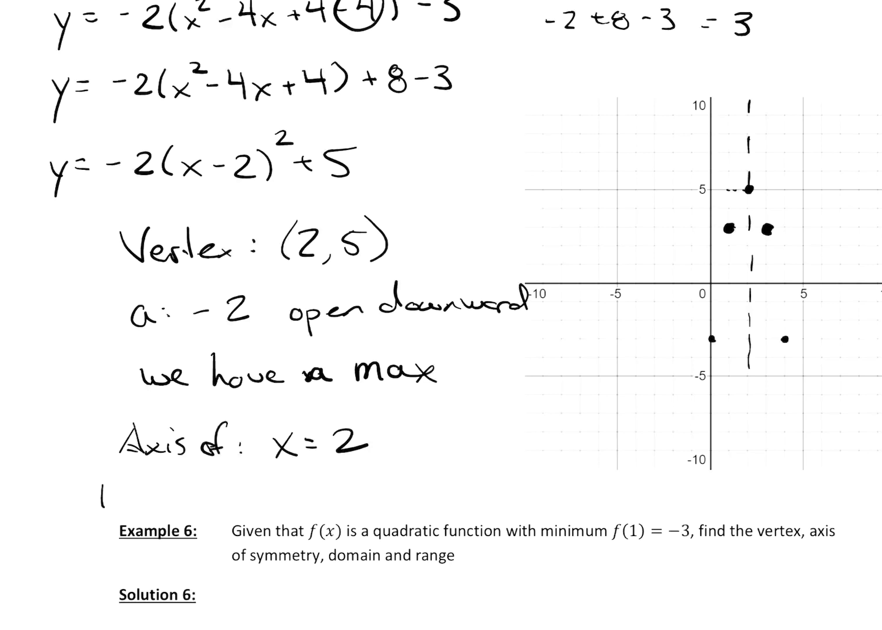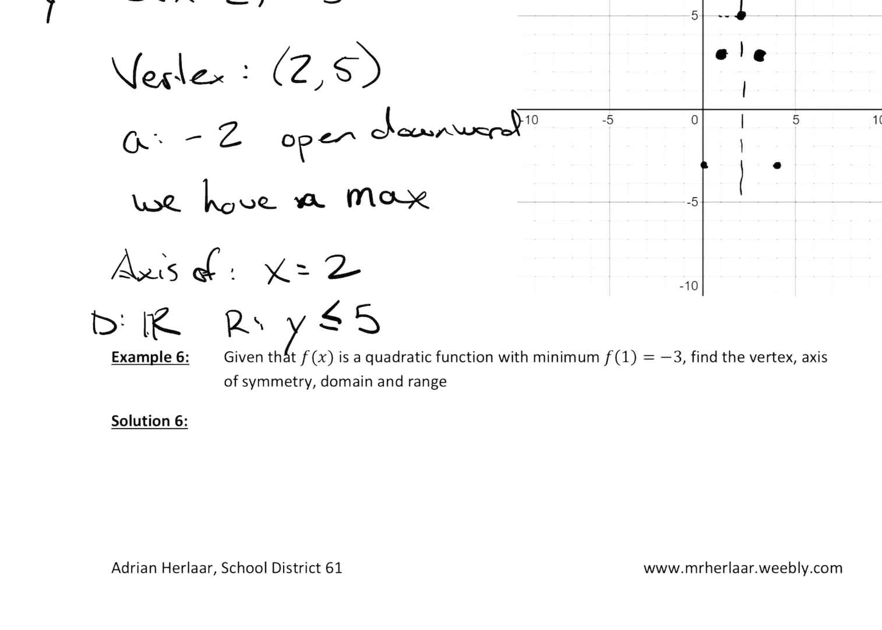And then we have a domain of all real numbers. That's fancy math words for all real numbers. And we have a range of, well, what's my highest point? 5. And y is everything less than or equal to 5. So you got all that. So you get it all from your vertex equation. So now let's look at something that requires a little bit more thought.